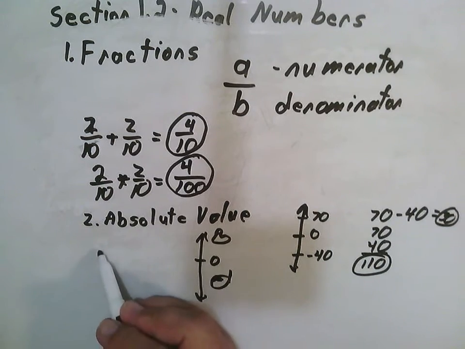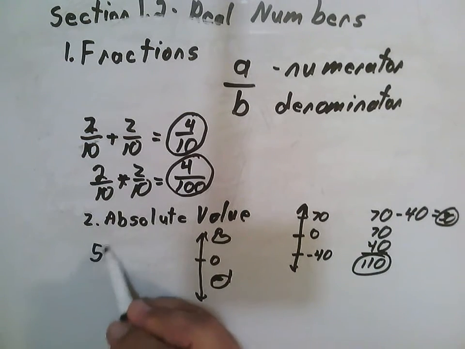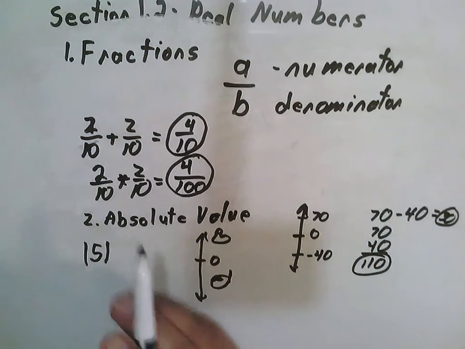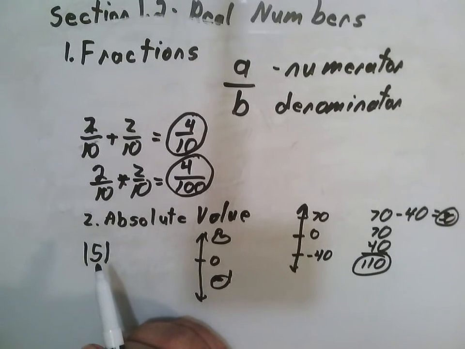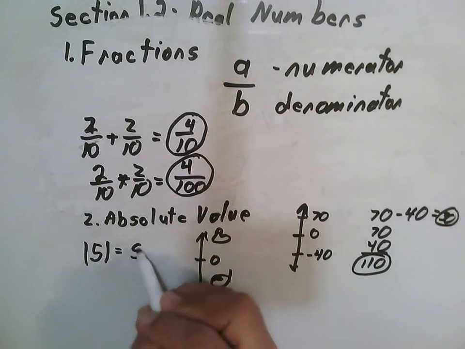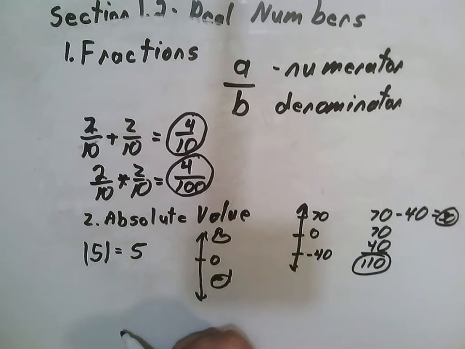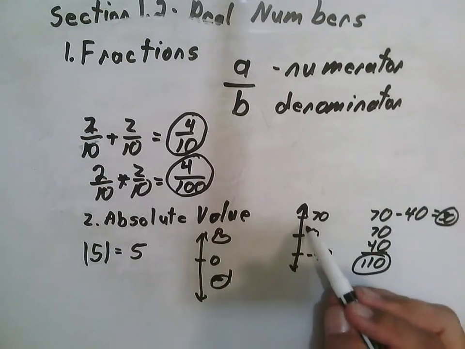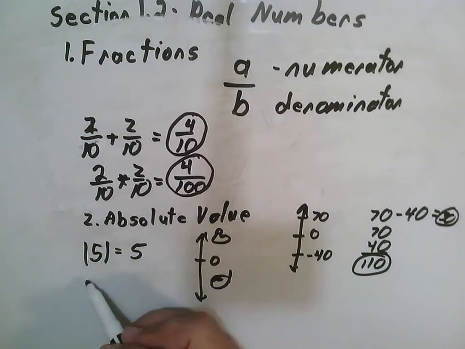Now, the way you represent absolute values is with two straight lines. We don't focus a lot on absolute values written this way. We focus more on them in the problems. But anyway, an absolute value is always positive. So in this case, the absolute value of 5 is 5. It's just the distance of how far it is from 0. So 5 is 5 spaces from 0.